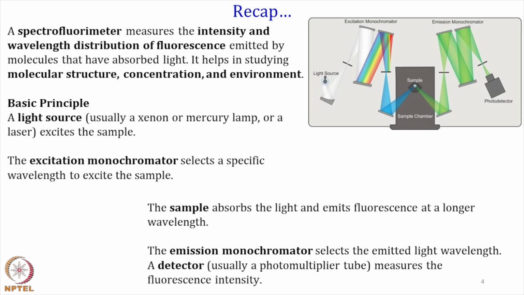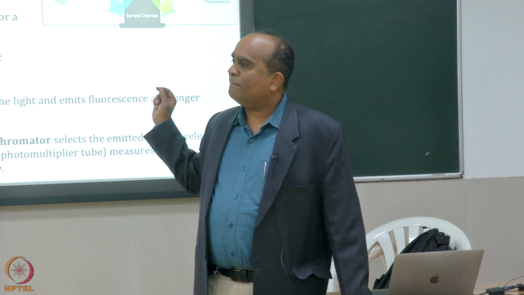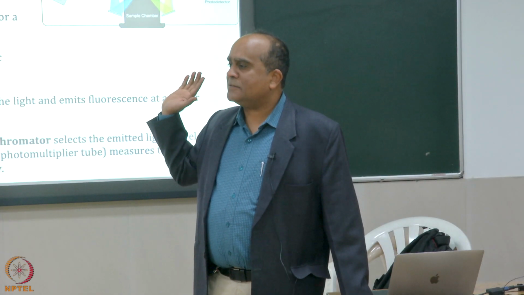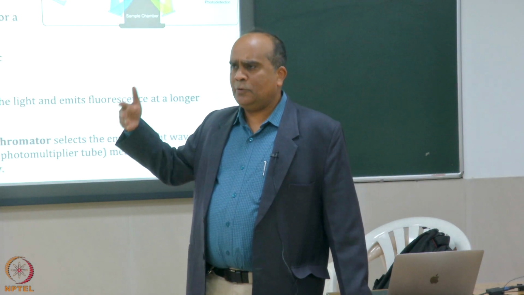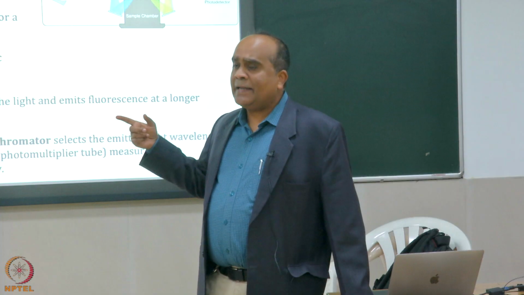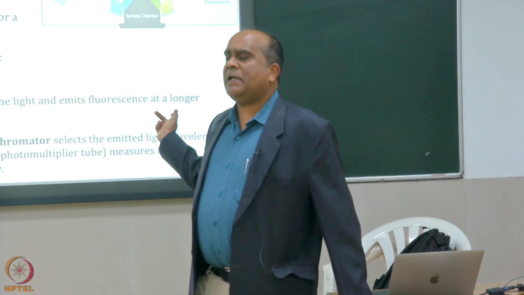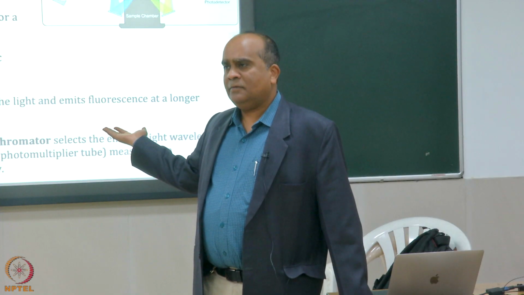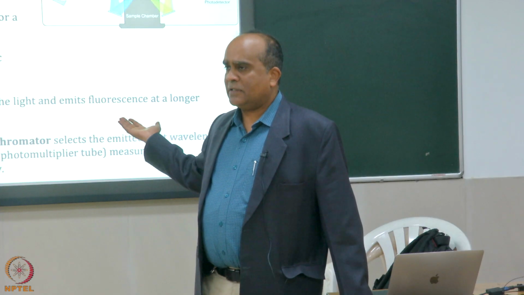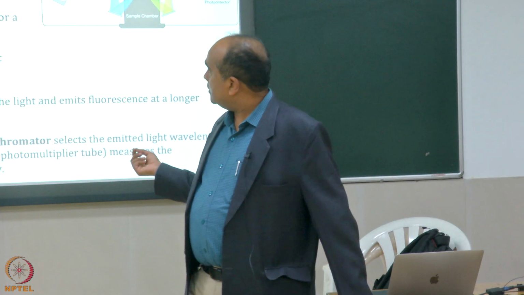The instrument called a fluorimeter measures the fluorescence, the intensity versus wavelength distribution. What is the unit of intensity? Anyone, that you measure on the y axis? Arbitrary unit, yes, lux you can measure it, but generally you put it in arbitrary unit. The y axis is arbitrary unit. What is on the x axis? Wavelength. Wavelength is measured in lambda, nanometer, right. So, it is nanometer versus arbitrary unit.